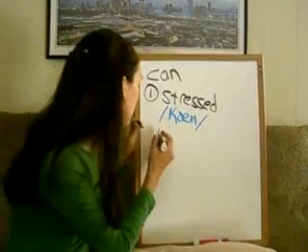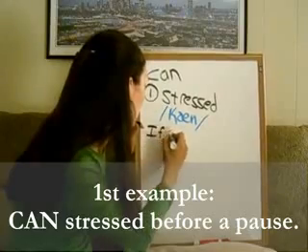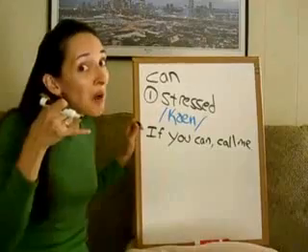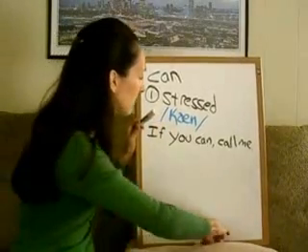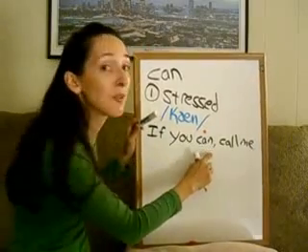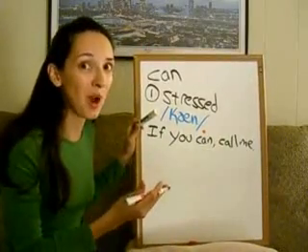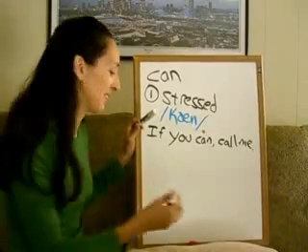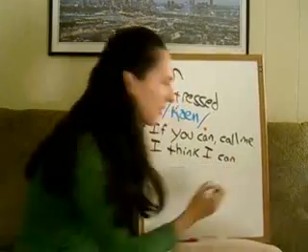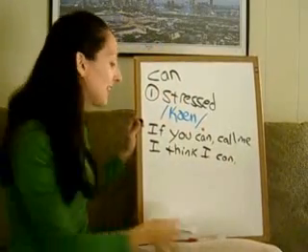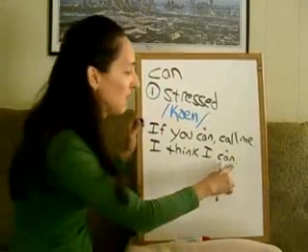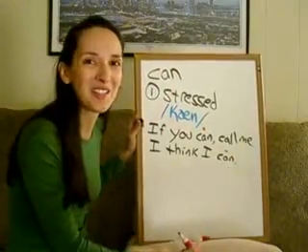For example, if you can, call me. Here, can is stressed because it's before a pause. There's a comma, so we pause. If you can, call me. I think I can. Again, can is stressed because it's in a final position. There's nothing following it. There's a long pause, a period.